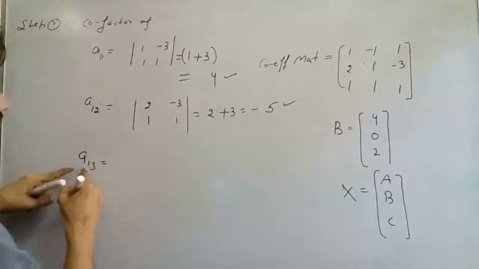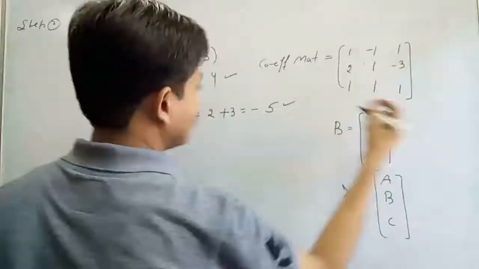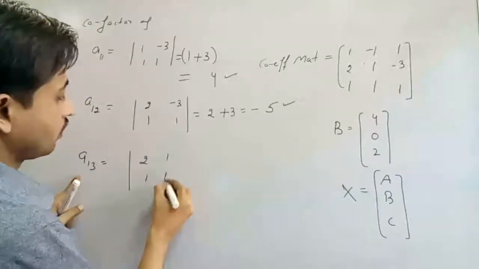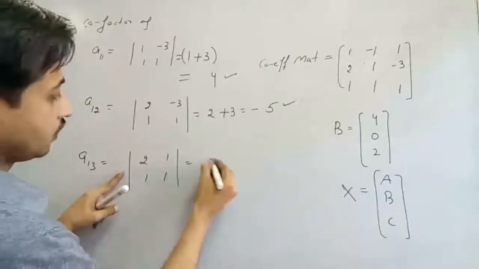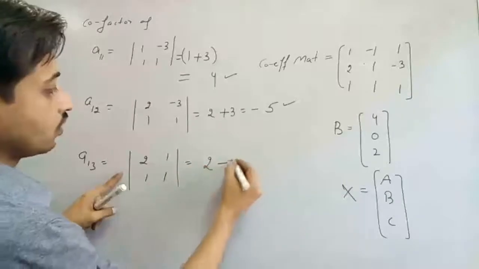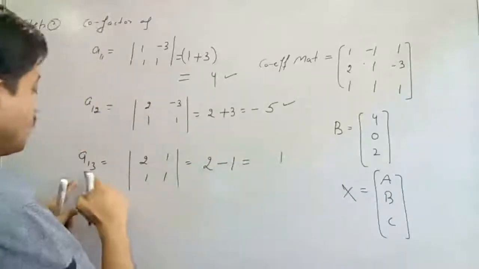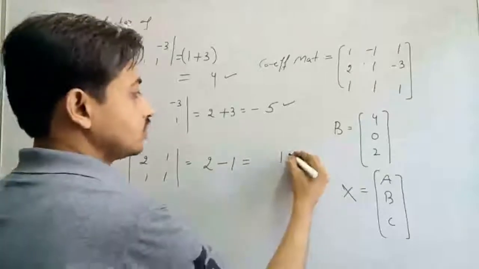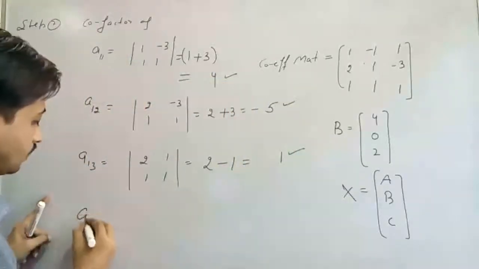A13. Remove first row, third column. We get 2 1 1 1. Now solve this: 2 into 1 is 2, 1 into 1 is 1, 2 minus 1 is 1. Now 1 plus 3 is 4. Even means we do not have to change the sign, so this is the same.